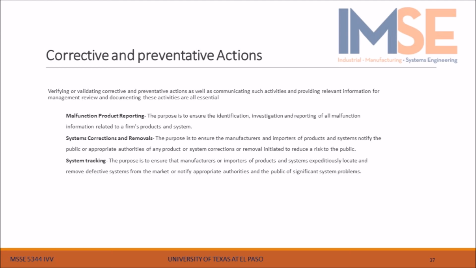The purpose is to ensure that the manufacturers and importers of products and systems notify the public or appropriate authorities of any product or system corrections or removals initiated to reduce a risk to the public. System tracking: the purpose is to ensure that manufacturers or importers of products and systems expeditiously locate and remove defective systems from the market or notify appropriate authorities and the public of significant system problems.